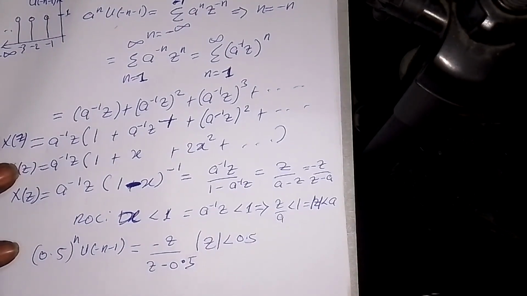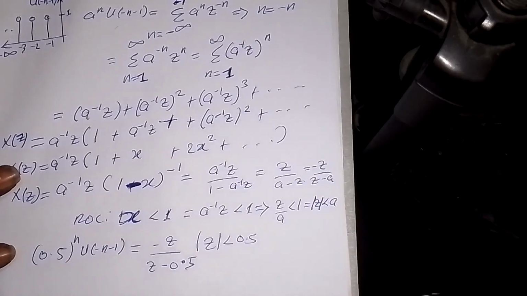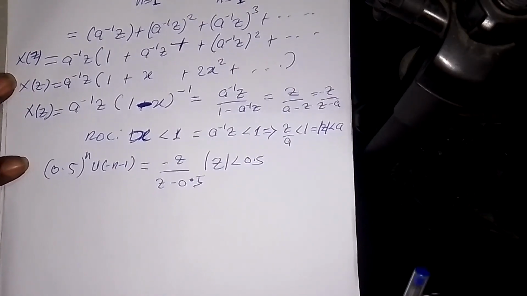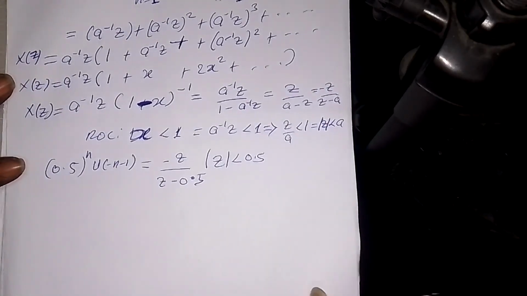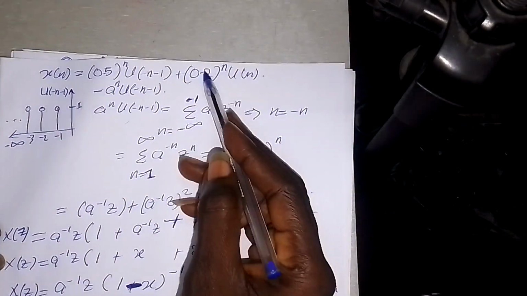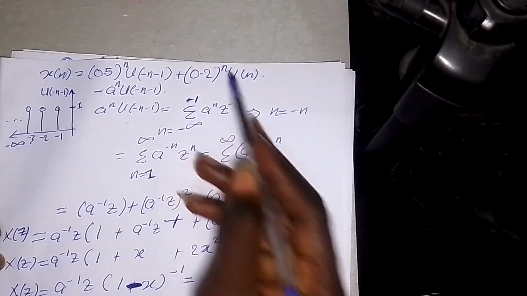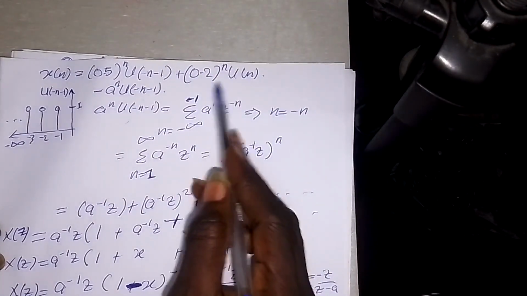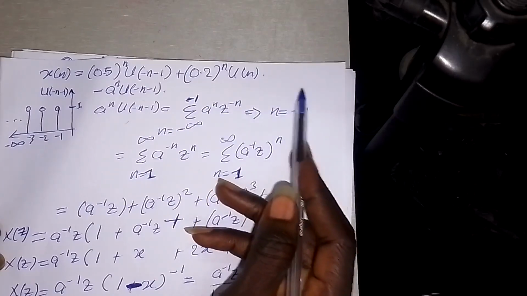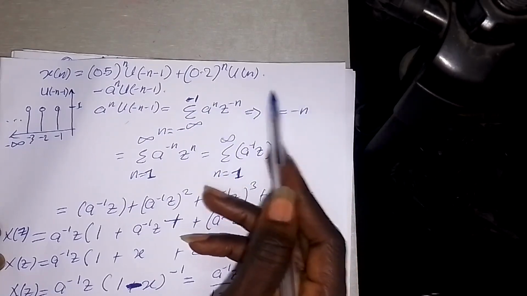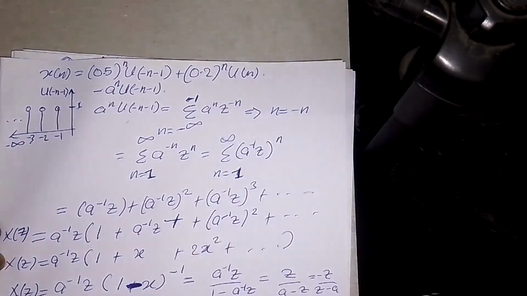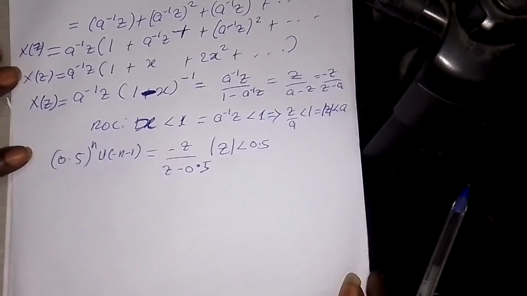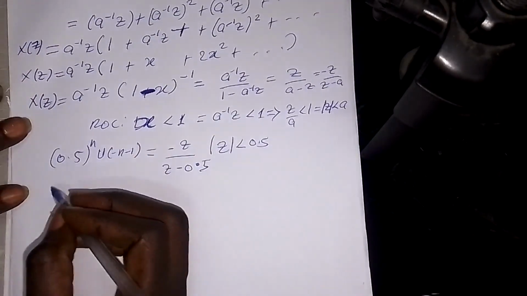So if this is what I'm going to get, then I think the question is already solved, because this one in itself is very easy to solve. This one is going to be Z over Z minus 0.2, and the ROC is mod Z greater than 0.2. So I'll just combine the two.